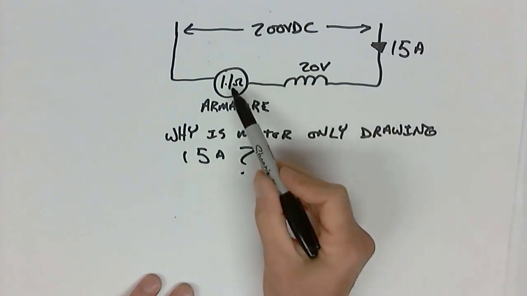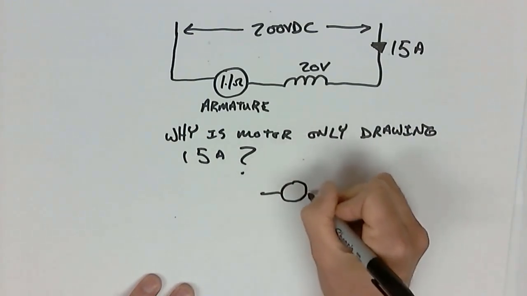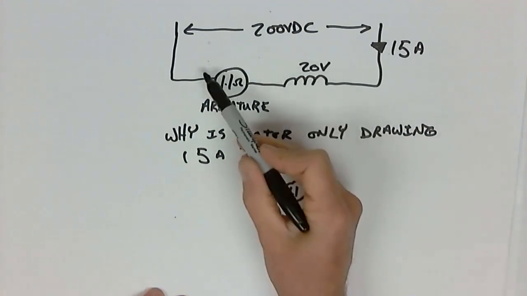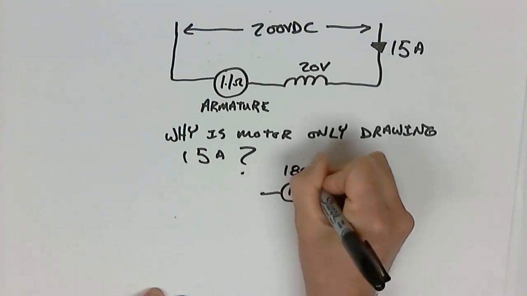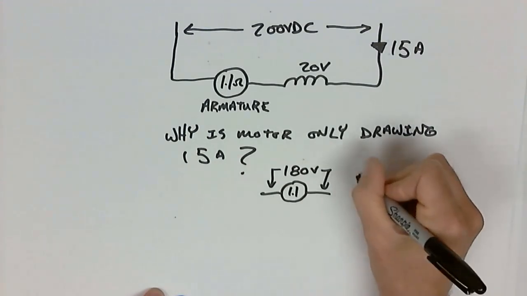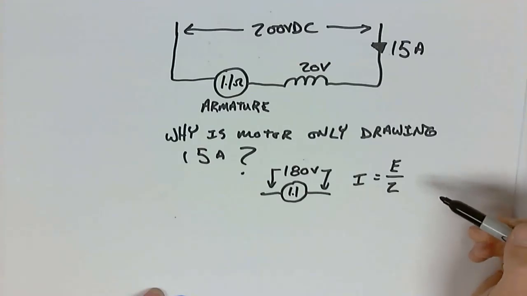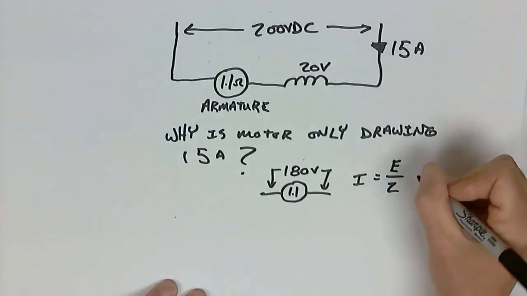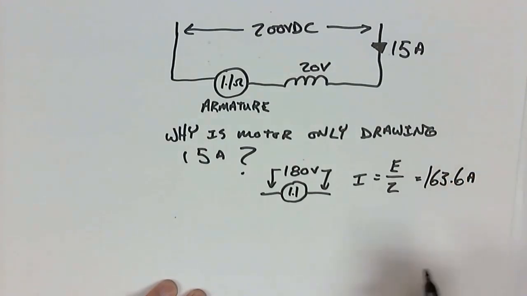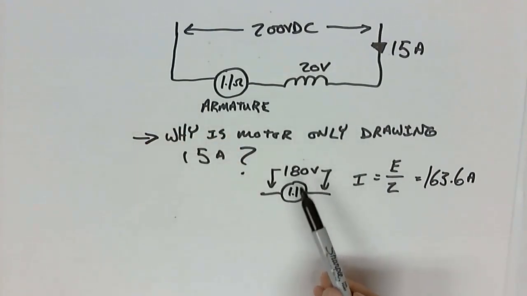Because if we use a little bit of Kirchhoff's voltage law, we can see with the armature value here of 1.1, that if there's 20 volts here, there has to be 180 there. And if there's 180 there, then wouldn't this kind of take precedence? Like I is equal to E over Z, and E is 180 and Z is 1.1. Wouldn't that make 163.6 amps? And the answer is, well, no, because there is more to the story than simply volts and ohms.